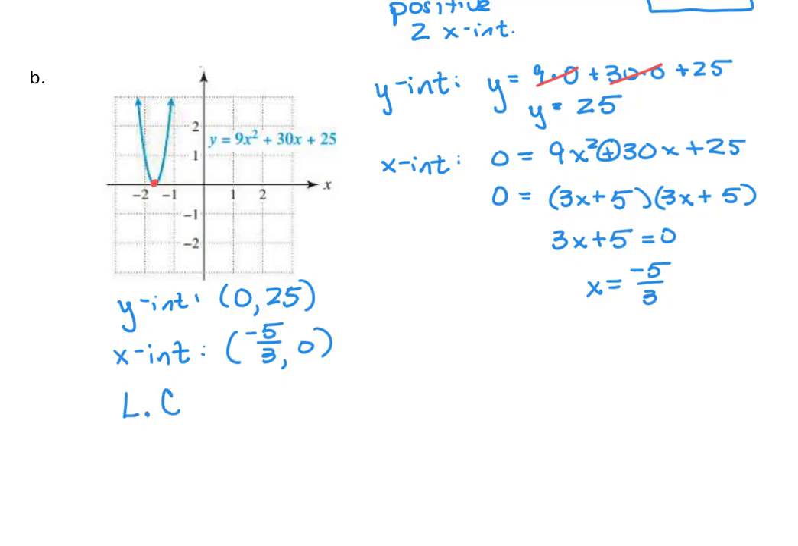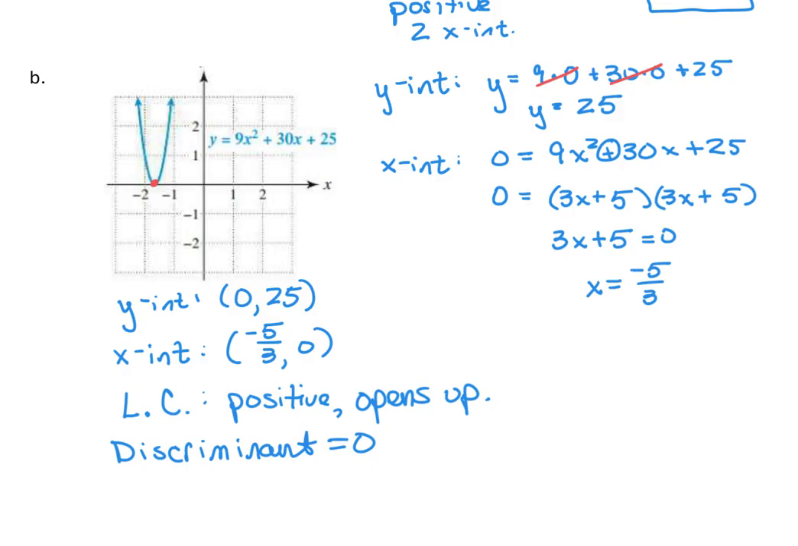All right, we also want the leading coefficient. The leading coefficient is positive because it opens up. And we know that our discriminant is equal to 0 because we have one x-intercept. For the discriminant, you can go ahead and check it using the formula for both of these, but this is what we can go ahead and see.